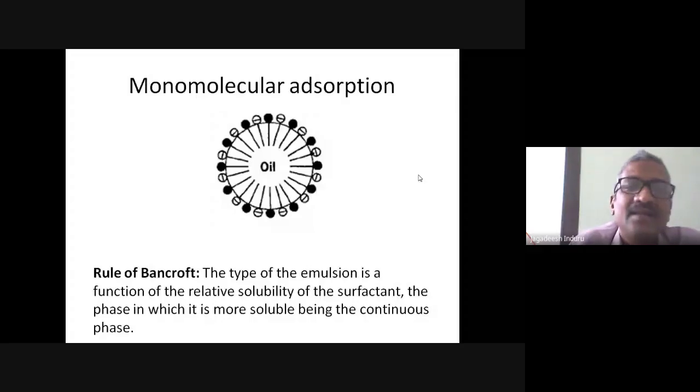I repeat, for example, if you are using an emulsifying agent which is water soluble, the continuous phase is water, then you will get an oil in water emulsion. If the emulsifying agent is oil soluble, and oil is the continuous phase, then you will get a water in oil emulsion, according to the rule of Bancroft.